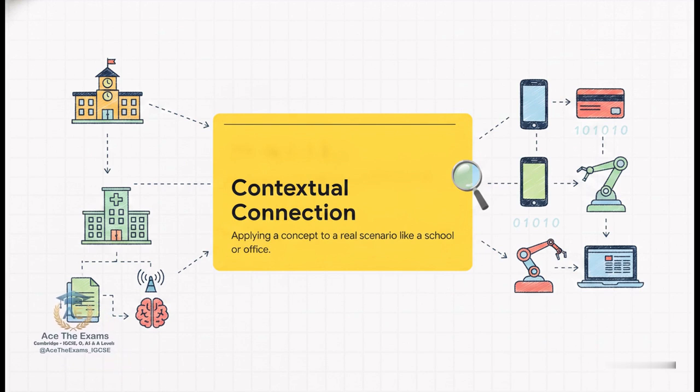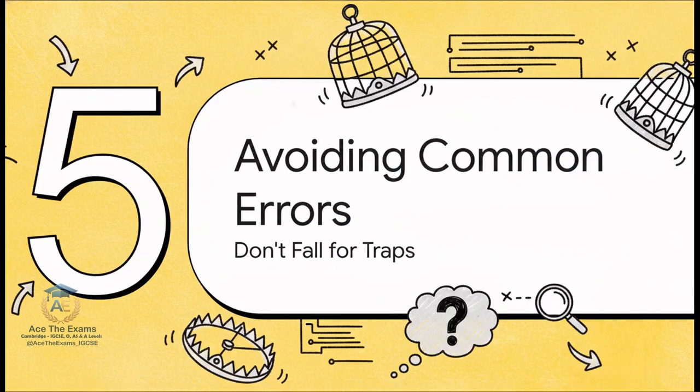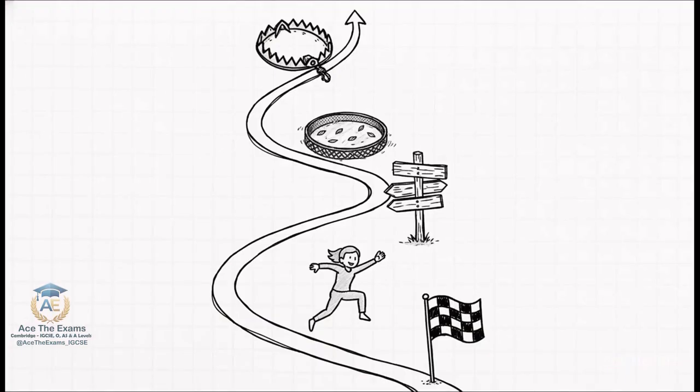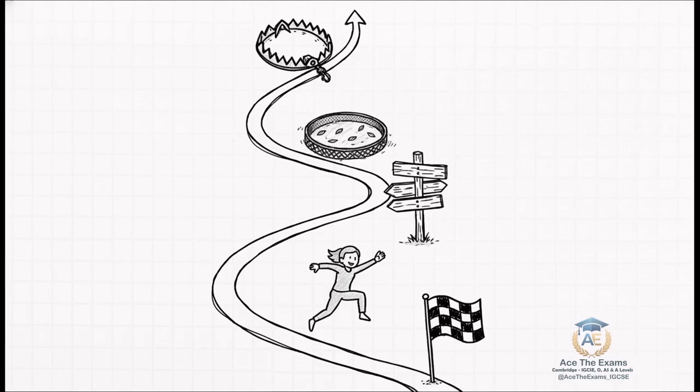not just its label. Let's move into Section 5, Avoiding Common Exam Errors. Don't fall for the traps. Time to shift our focus to the predictable, annoying pitfalls that examiners see over and over again. Vague wording, confusing similar terms, missing sequence steps, ignoring the given context, or, my personal favorite, stating an advantage with absolutely no reason, or identifying a device without justifying it.